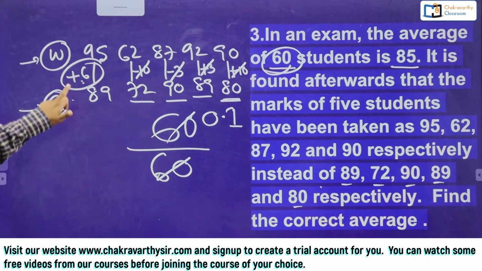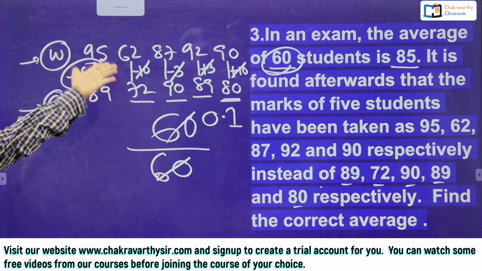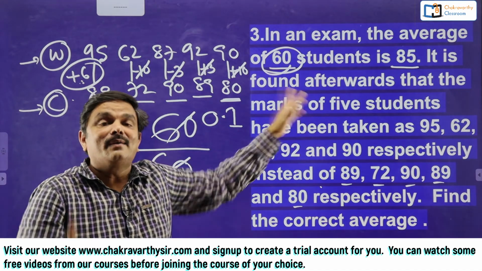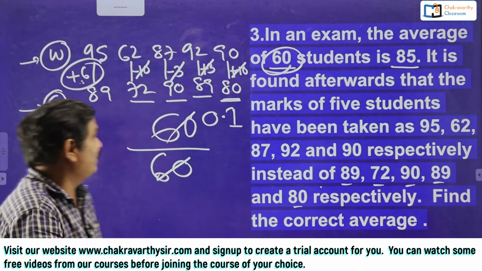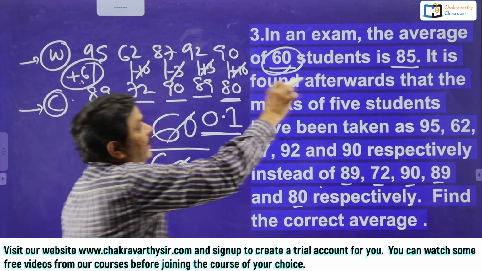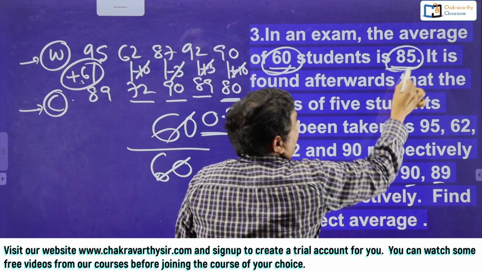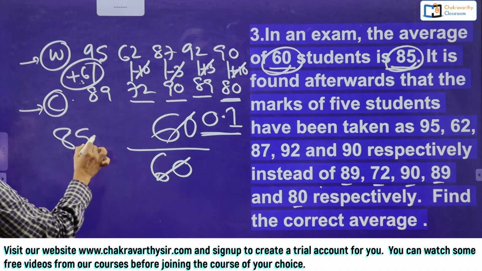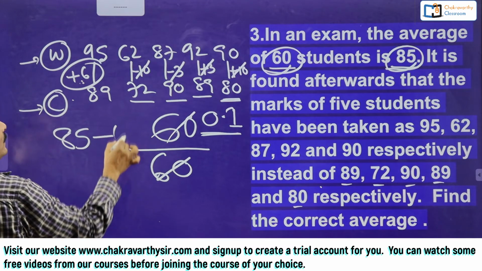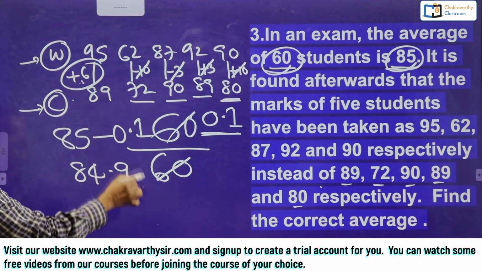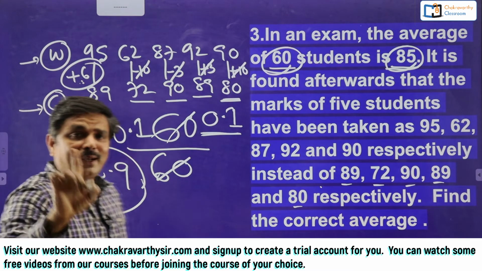So actually they have taken 6 marks more. Wrongly they have taken 6 marks more for 60 students. That means per student on an average they have taken 0.1 more. Now they got this 85 average as the wrong value. Then what is the right value? 85, I need to deduct 0.1. So that is 84.9, the actual average.